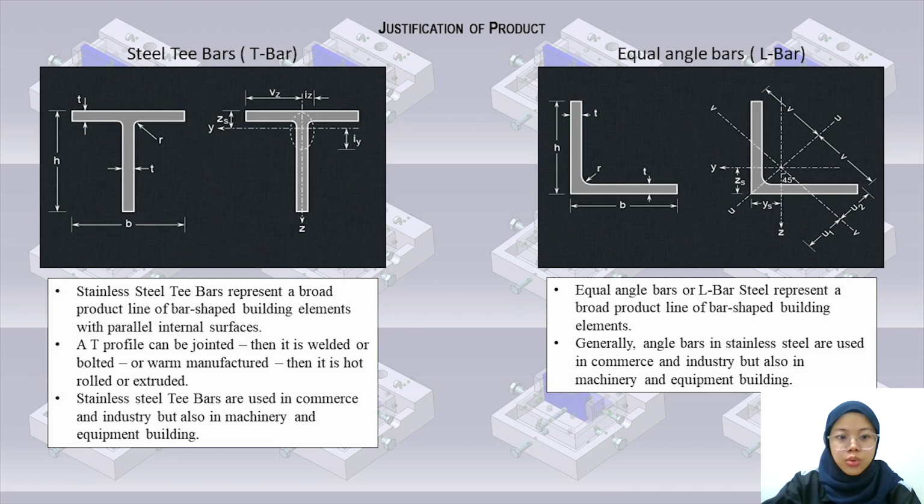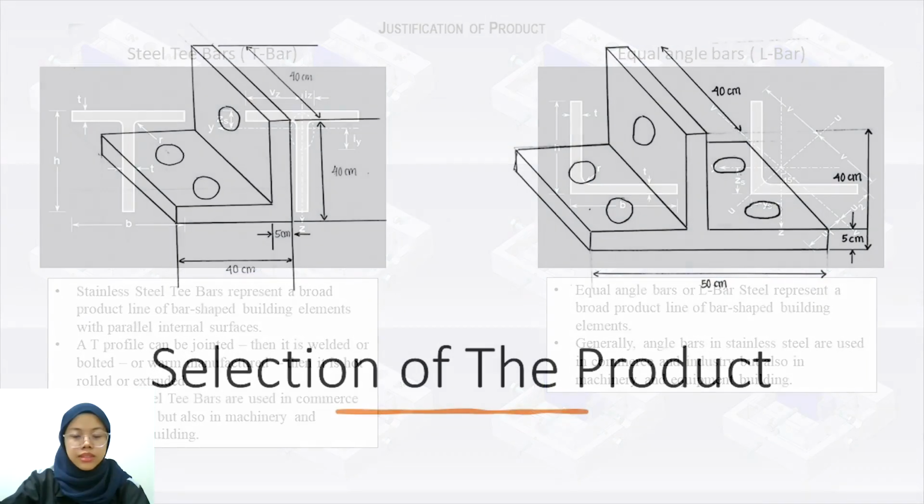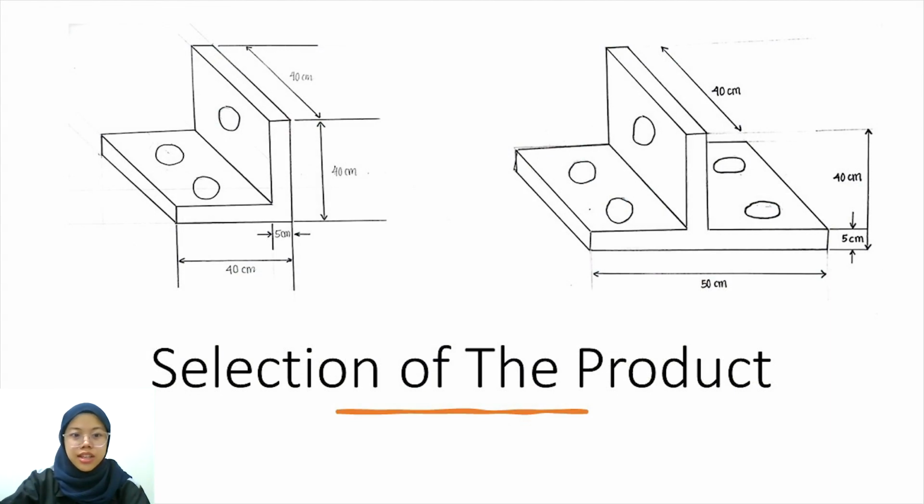Next, equal angle bars represent a broad product line of bar-shaped building elements, and generally angle bars in stainless steel are used in commerce and industry, but also in machinery and equipment building. Next, this is the selection of the L-bar steel sketching.